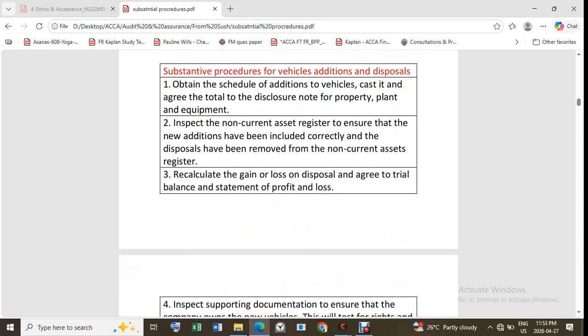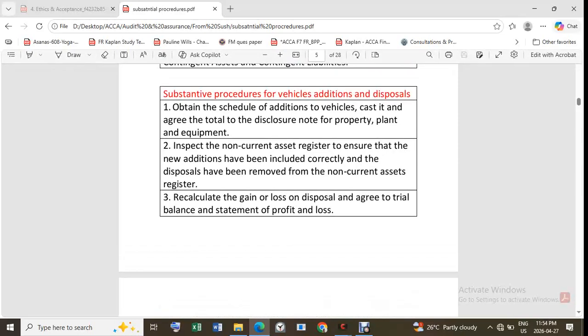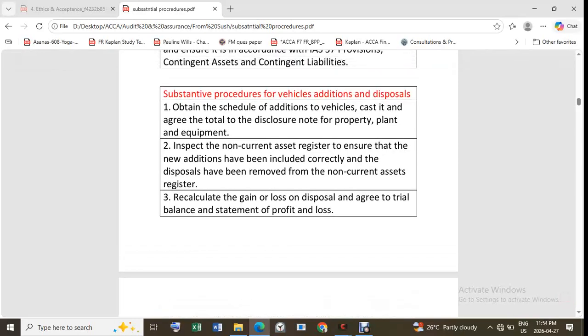And substantive procedure for vehicle addition and disposal. So obtain the schedule of addition to vehicle and cast it and agree the total to the disclosure note for property, plant and equipment.